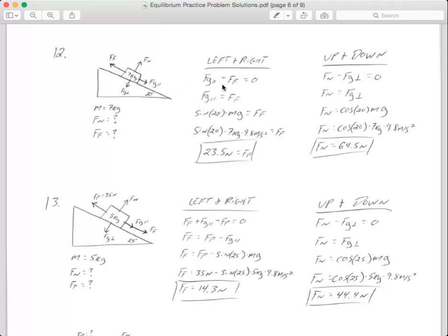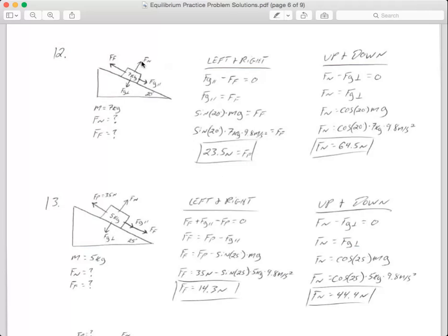But here's where our equation starts. We have gravity parallel because that goes to the right, so that's positive, minus friction because that goes to the left. We're out of left and right arrows, so we say equals 0, meaning my right stuff equals my left stuff. My equation for gravity parallel is the sine of the angle, and that's the angle of the hill, times the mass of the box, times g, which is 9.8 because we're on the planet Earth, and that's going to equal friction. So now I can plug in my numbers: sine of 20, times the mass, which is 7, times 9.8 meters per second squared, gives us 23.5 newtons for friction.